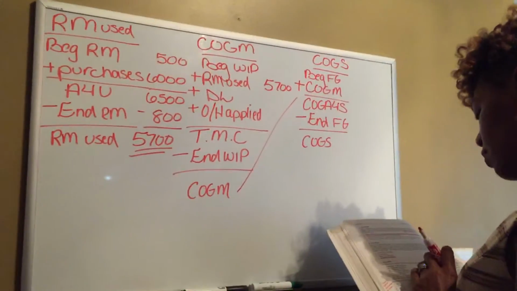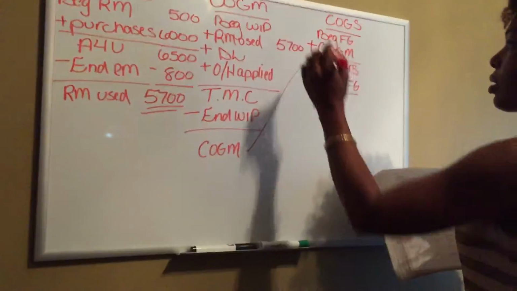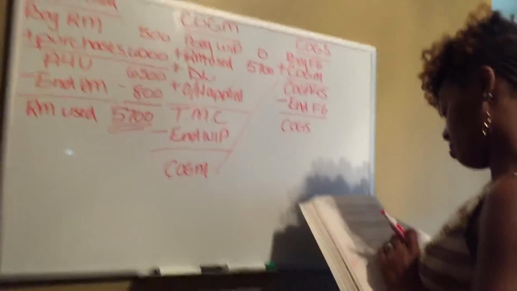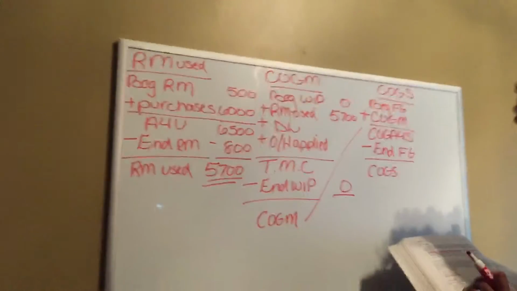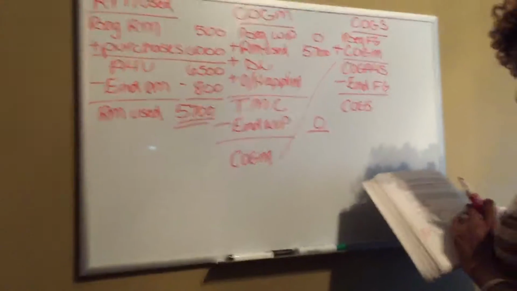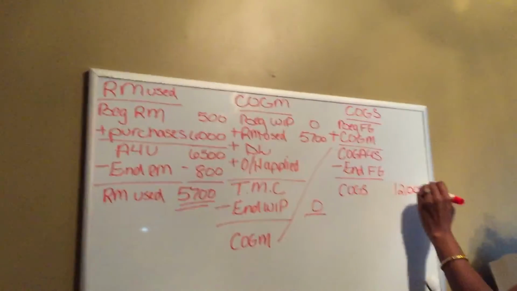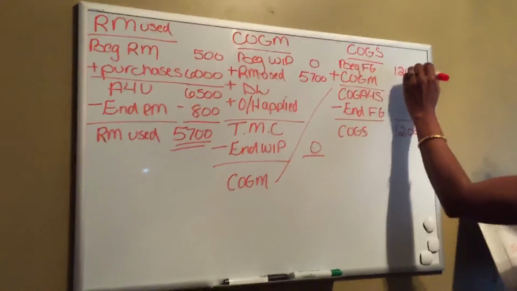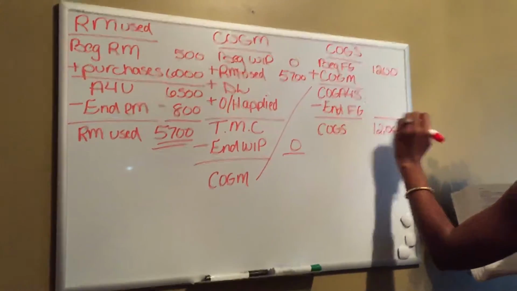The next bit of information they give me is that work in process beginning is 0, so I'll put that here. They also tell me that work in process ending is 0. Next I have cost of goods sold, 12,000, so I put that over here. And it tells me that finished goods beginning is 1,200 and that finished goods ending is 1,400.